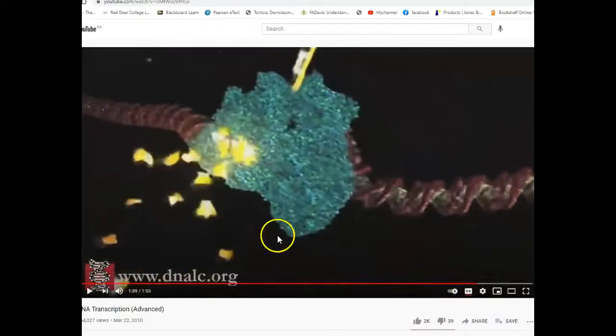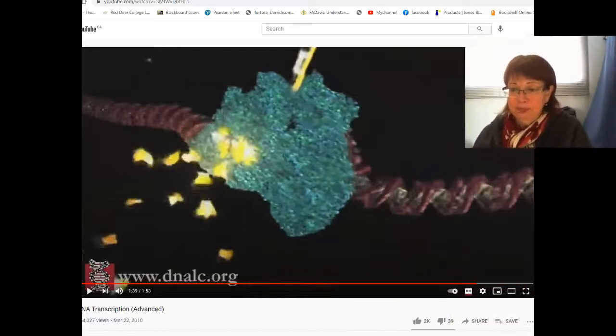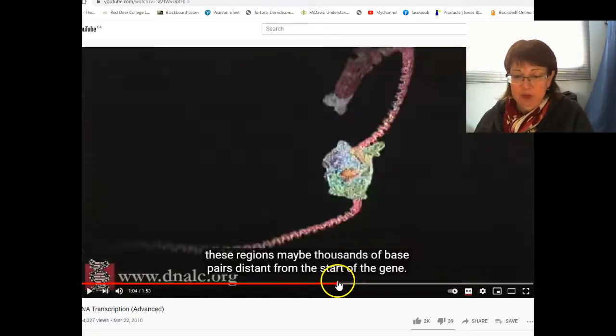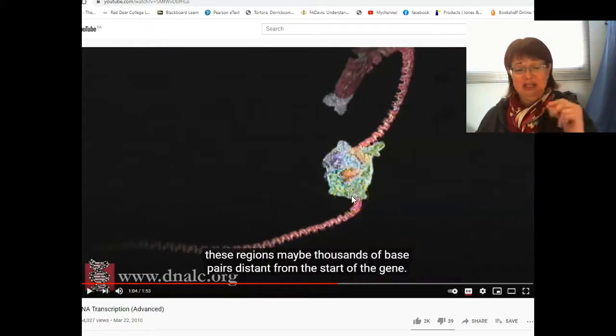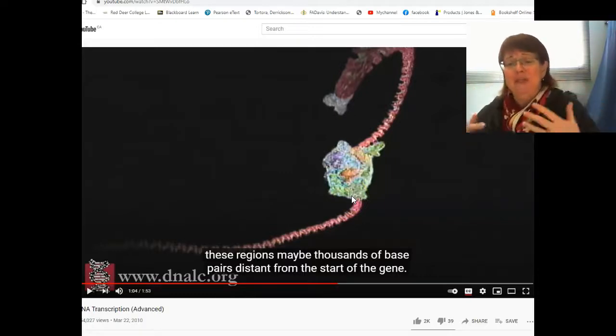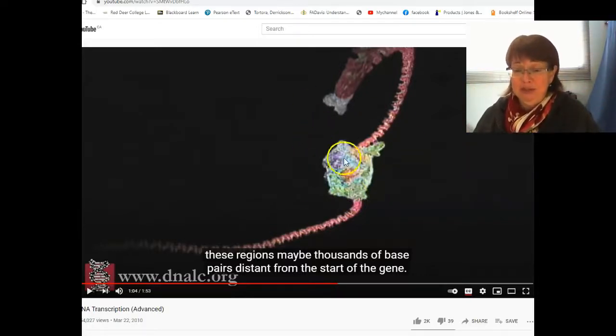Okay, let's go through and look at what's happening here. So if we go back to here, what you have is this pink is the DNA, and this big blobby colored thing, these are the enzymes. It's very important you realize these things don't just happen. You have to have enzymes and controllers to make them happen. So here's the enzyme, and here's the controller here.